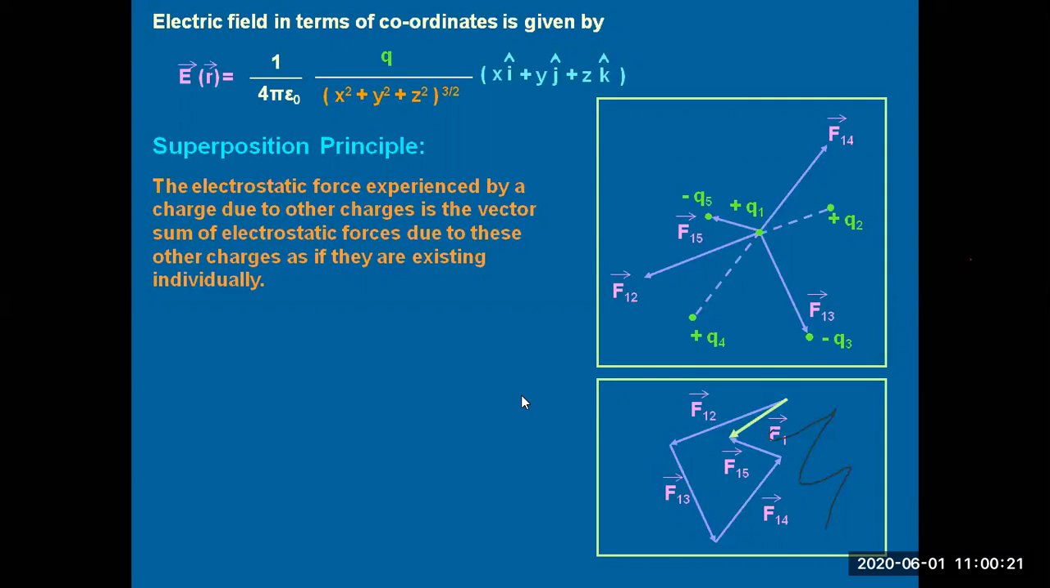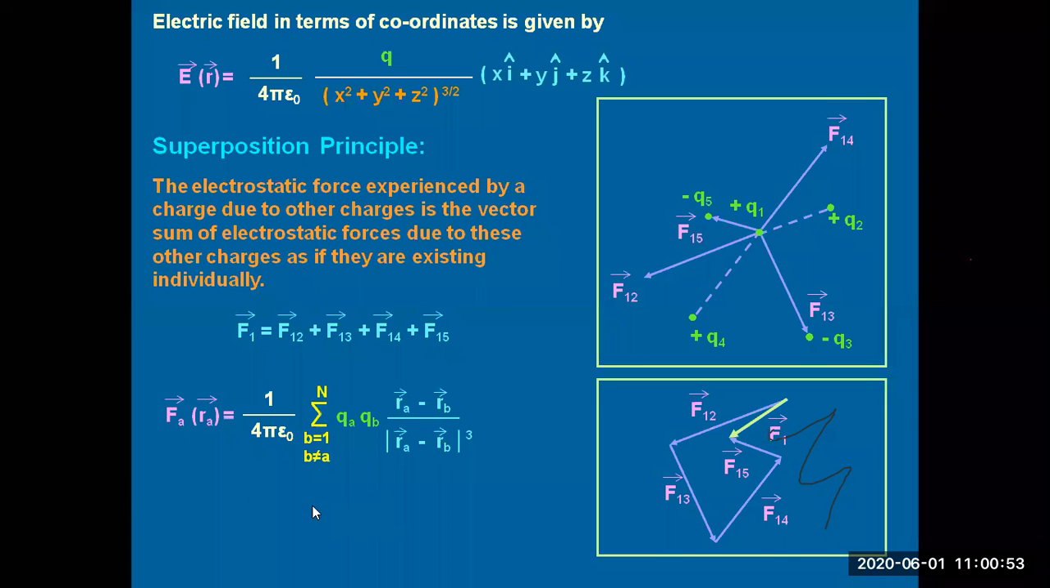So just keep in mind, superposition principle means you have to add all the individual forces in vector form, and that should be taken as the total. What we've written here is F1 is equal to F12 plus F13 plus F14 plus F15. The same thing if I write it as F2, it will be F21, F23, F24 and F25. Like that, for each force, the first number is fixed and all the remaining charges should be added up.